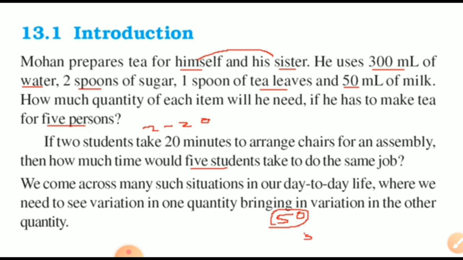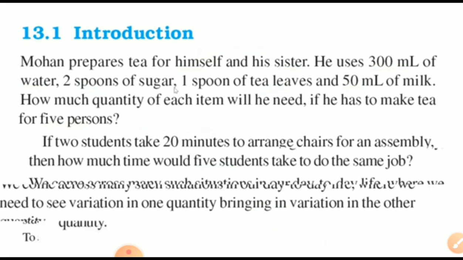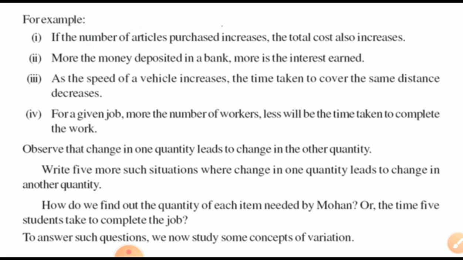Isn't it, students? Yes. So let's check for 50 or 500. Are the two the same? No. In proportion we have to check. See some examples. If the number of articles purchased increases, the total cost also increases. The more money deposited in a bank, the more interest is earned.